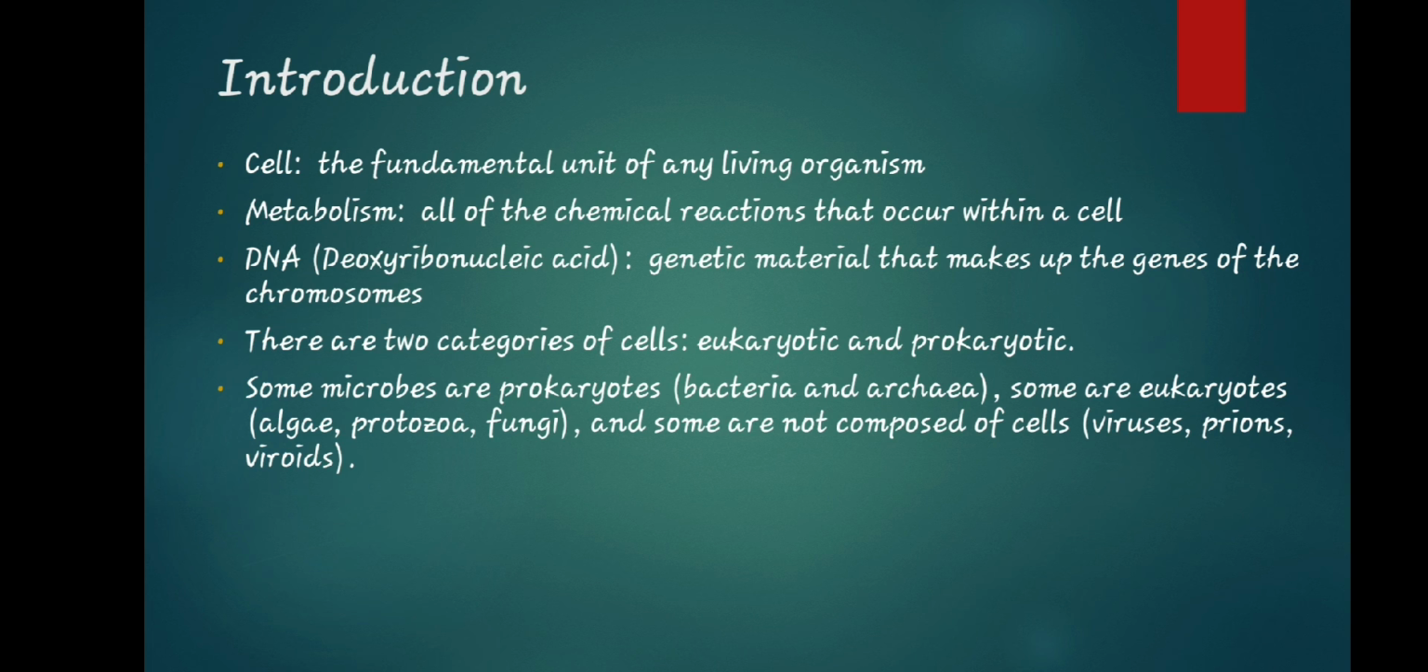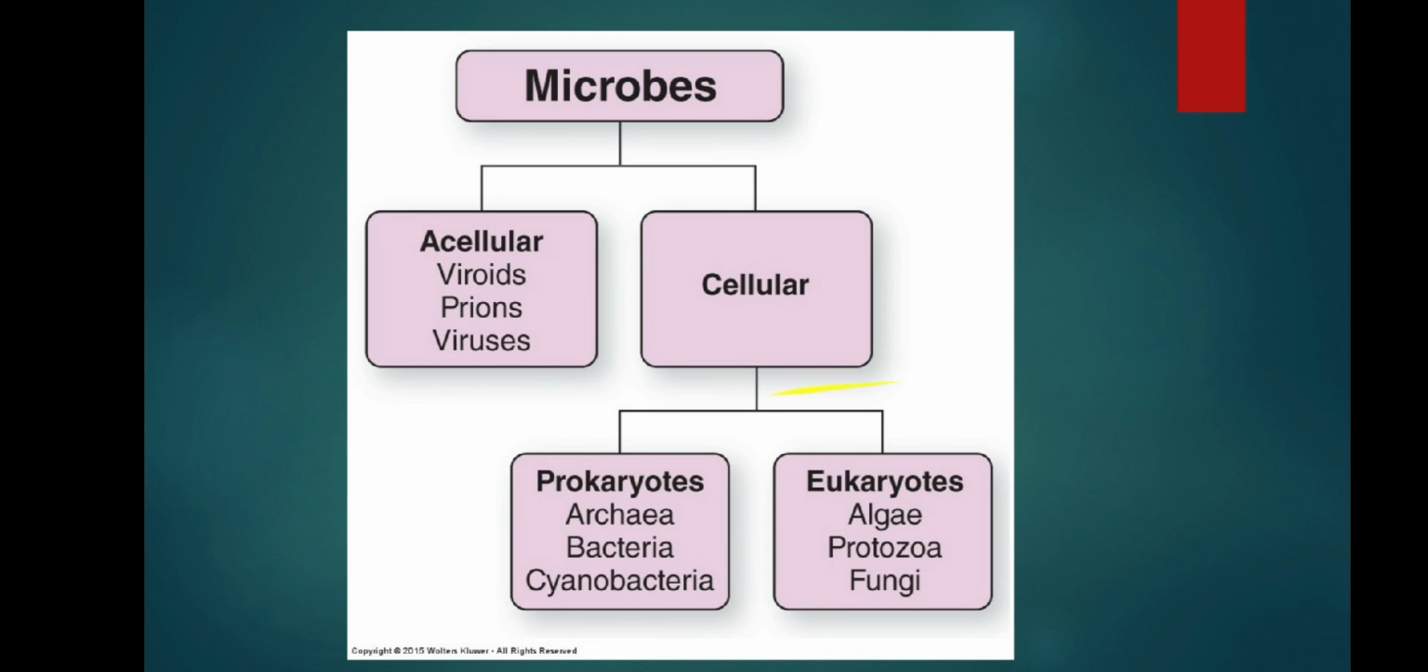Some eukaryotes are algae, protozoa, and fungi. Some are not composed of cells, which are viruses, prions, and viroids. This chart represents how microbes can be classified into two, which are acellular and cellular. In cellular, there are two types, which are prokaryotes and eukaryotes.